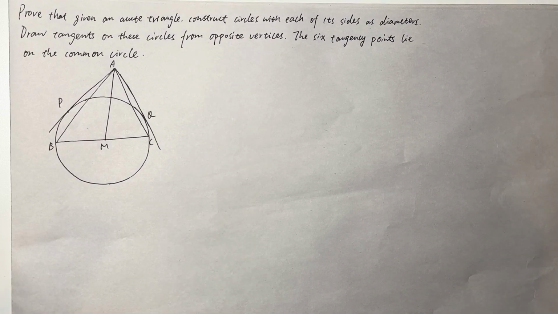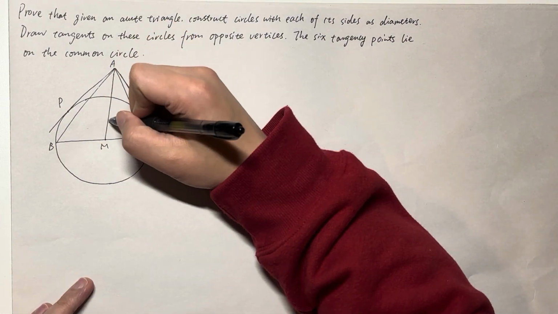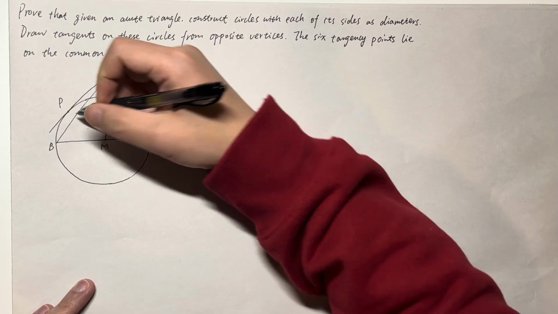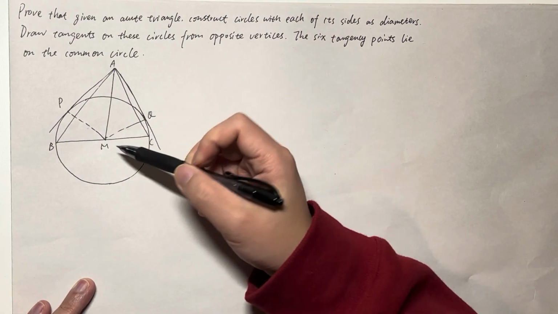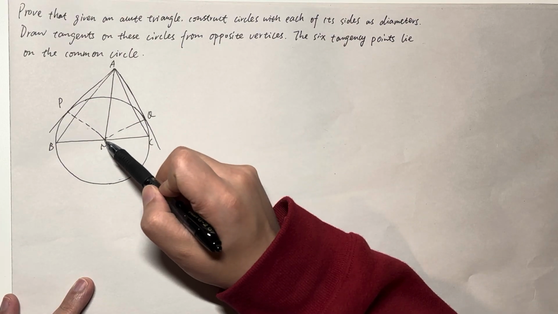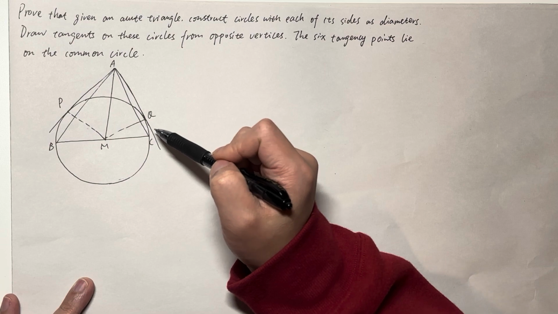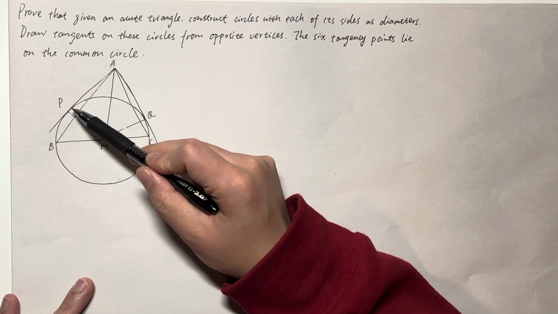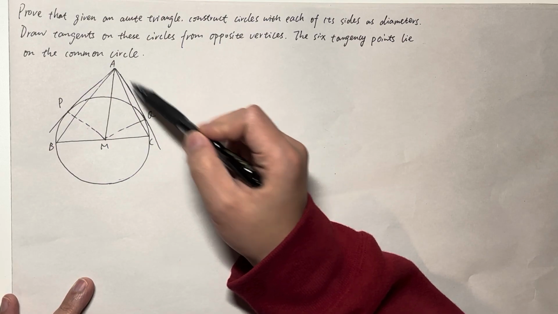Since we are talking about the centroid, of course you can guess that the center of this common circle is the centroid. Let's just do a calculation with the centroid. The first thing we can do is connect PM and MQ. We already know that M is the center of this circle, and also the midpoint of BC. Because AP and AQ are tangent lines of circle M, MP is perpendicular to AP and MQ is perpendicular to AQ.